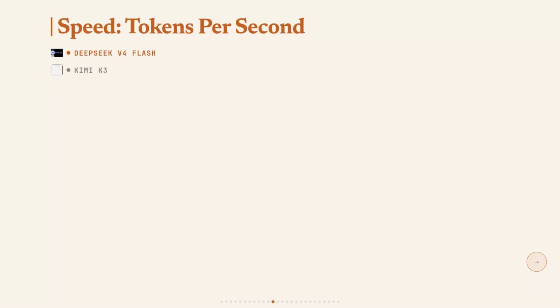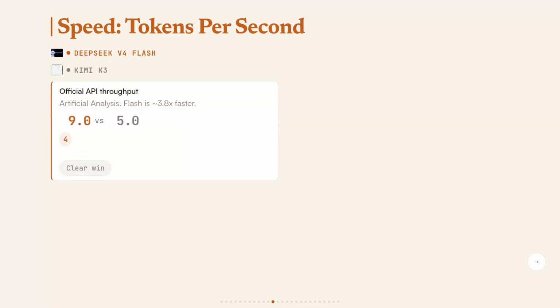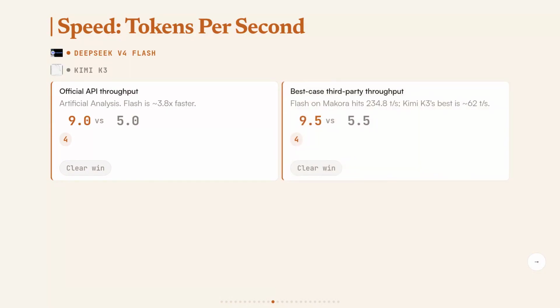I pulled Artificial Analysis numbers for both. DeepSeek V4 Flash runs at 122.9 tokens per second on its own API, and Kimi K3 manages 32.0, roughly 3.8 times faster for Flash. On Makora, Flash hits 234.8 tokens per second, which is over 7 times Kimi's official speed. Locally, Flash is usable on a few GPUs.